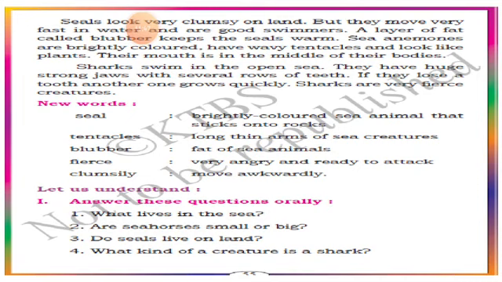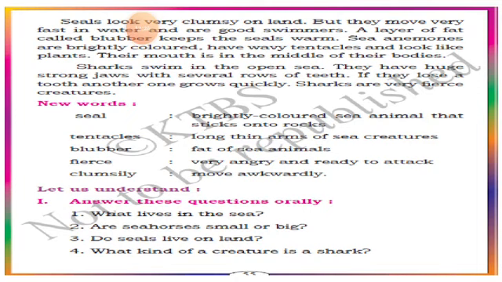Seals look very clumsy on land, but they move very fast in water and are good swimmers. A layer of fat called blubber keeps the seals warm. Sea anemones are brightly colored, have wavy tentacles and look like plants. Their mouth is in the middle of their bodies. Sharks swim in the open sea. They have huge, strong jaws with several rows of teeth. If they lose a tooth, another one grows quickly. Sharks are very fierce creatures.